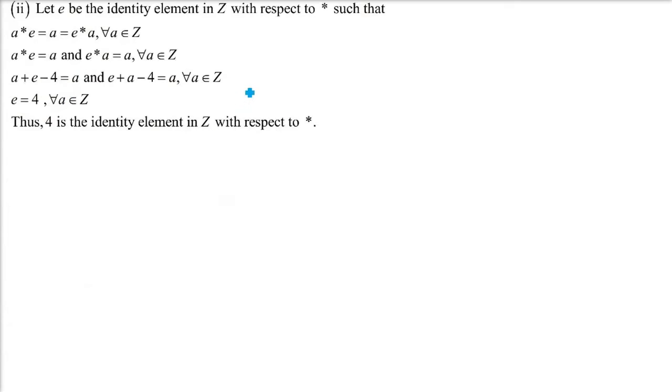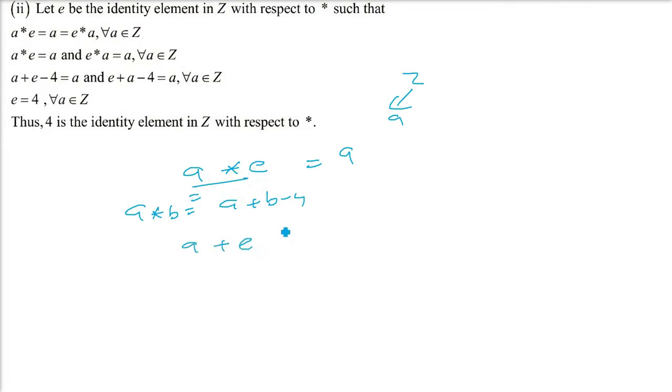Now we'll go to the identity element and then the invertible element. But in order to find the inverse, we need to find out the identity element. What is an identity element? You take any element from this set Z. When you operate it with the identity element, which should also belong to that set Z, you should get the same value back again. So A star E is A plus E minus 4, and this has to be equal to A. So E will be equal to 4. So the identity element is 4 with respect to star.